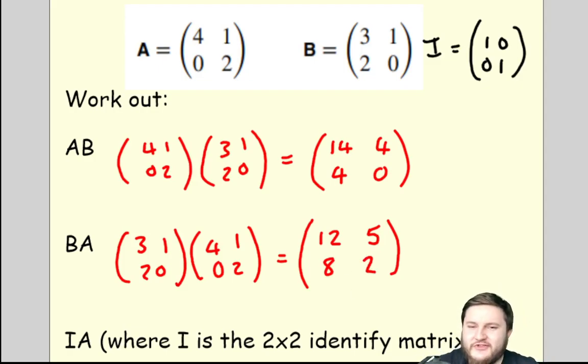Now, this is the first talking point. What do you notice about these answers, which is super weird? The fact is we've changed the order, but they're different answers, but they're the same matrices. So we were multiplying them together, and all we did was we changed the order around. We've got a completely different answer. And actually, this is meant to happen.